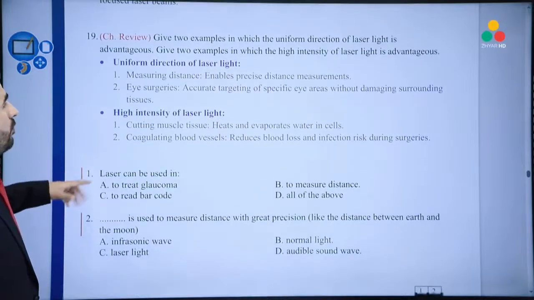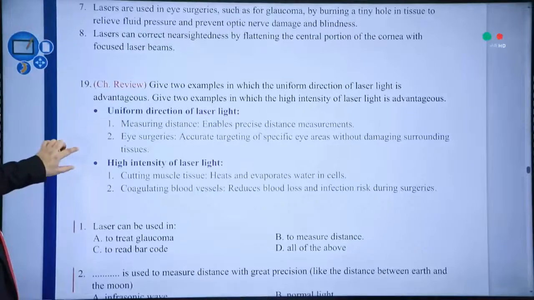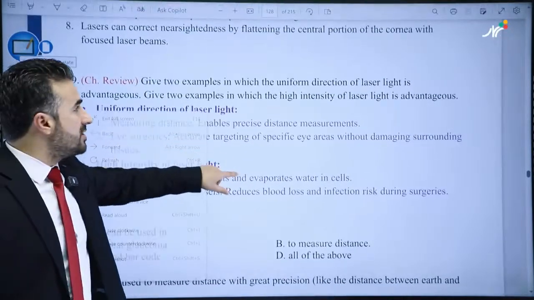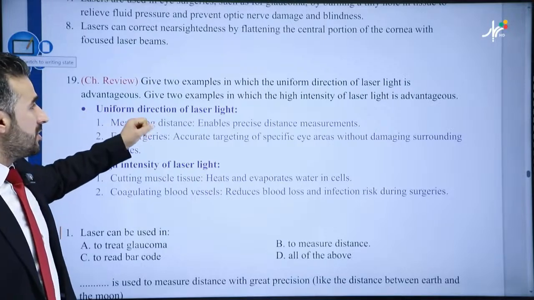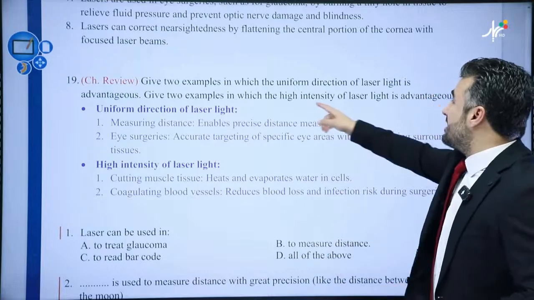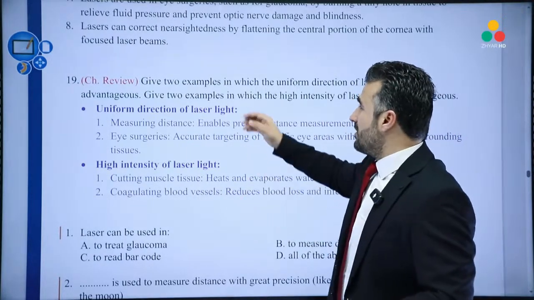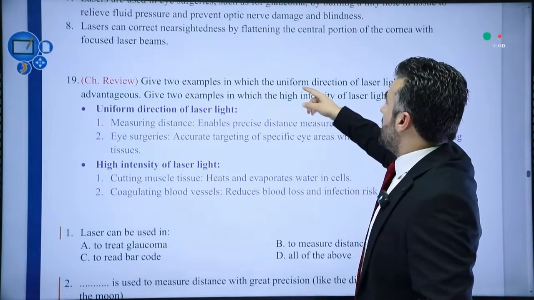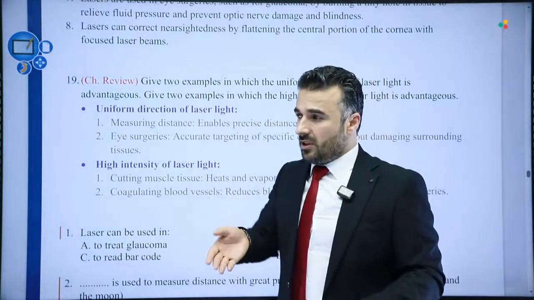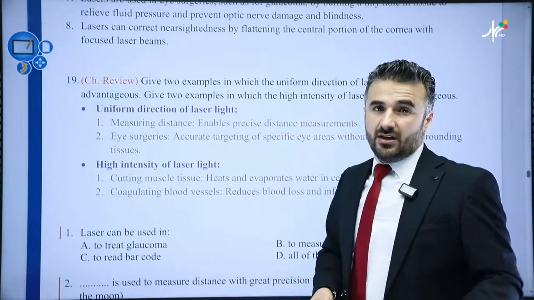Okay. Anyway, we have one more question for now, and then perhaps we'll end this session. It says, give two examples in which the uniform direction of laser light is an advantage, and also two examples in which the high intensity of laser light is an advantage. So these are two separate questions here. Give two examples where the uniform beam of light is useful, and two other examples where the high intensity of the laser light is an advantage.